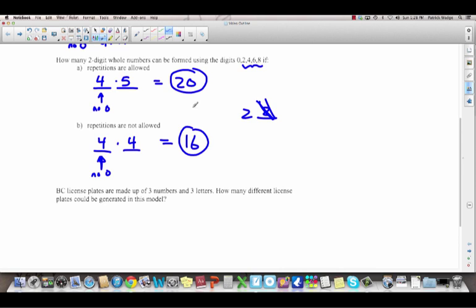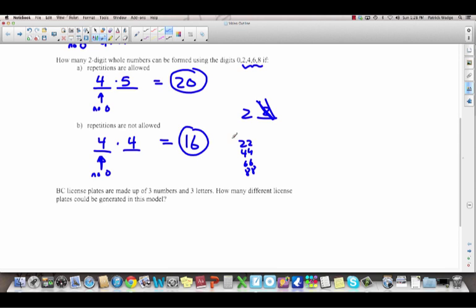If you don't understand, think of it this way. The difference between the 20 here and the 16 here is 4. What are those 4 numbers? The 4 numbers you're not allowed to have are 22, 44, 66, and 88. Those are the 4 we had to remove, and we didn't have to do it by listing them like I just did here. We could use the fundamental counting principle.